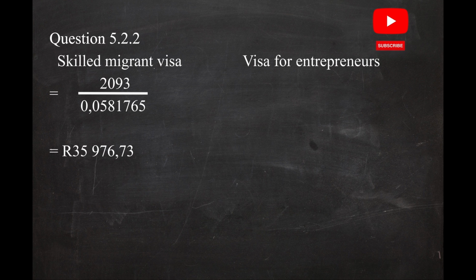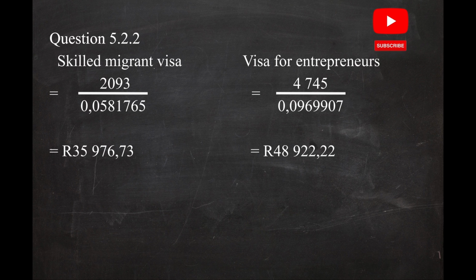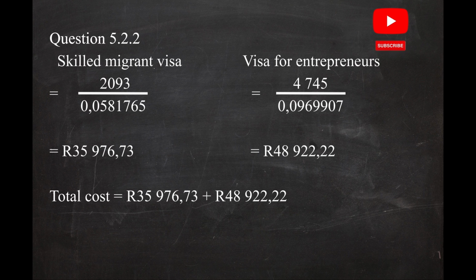From the table, 1 South African Rand equals 0.0969907 New Zealand dollars. So the entrepreneurial visa will cost 4,745 New Zealand dollars divided by 0.0969907, and this will give you a cost of 48,922 Rand 22 cents.